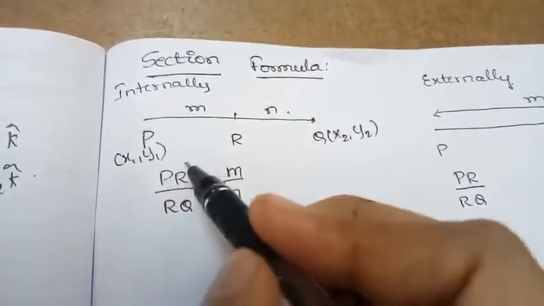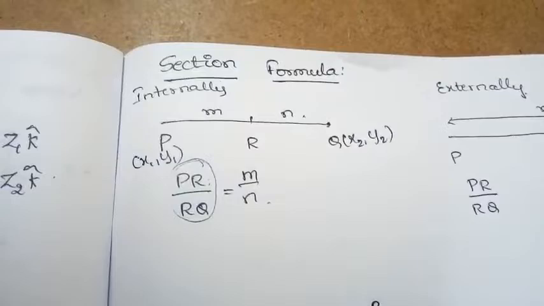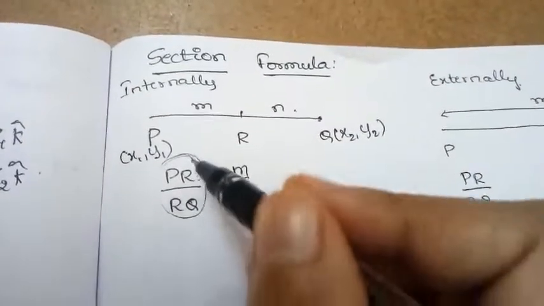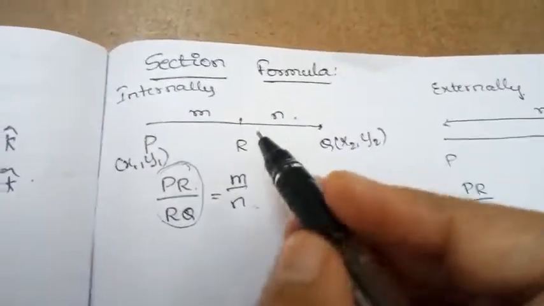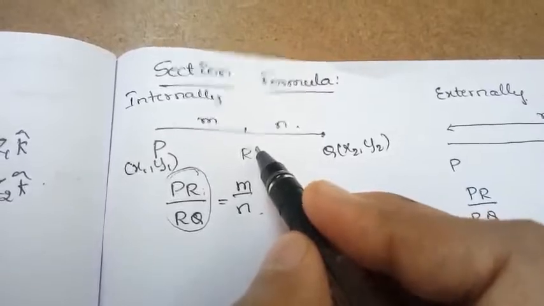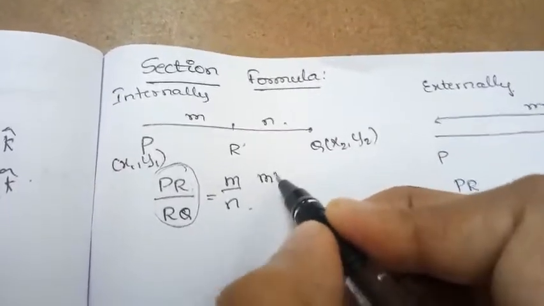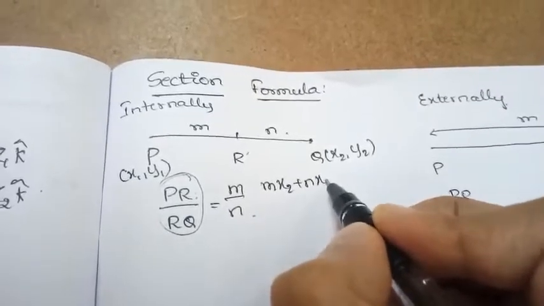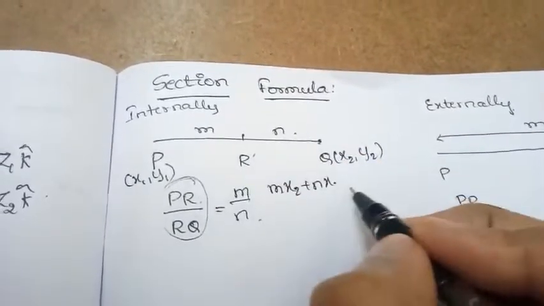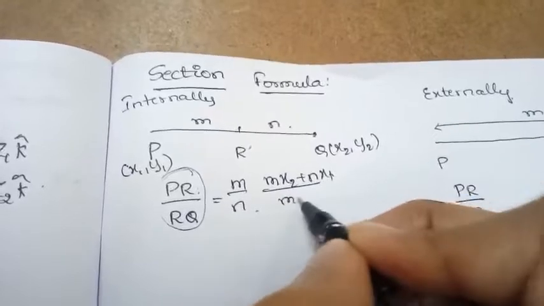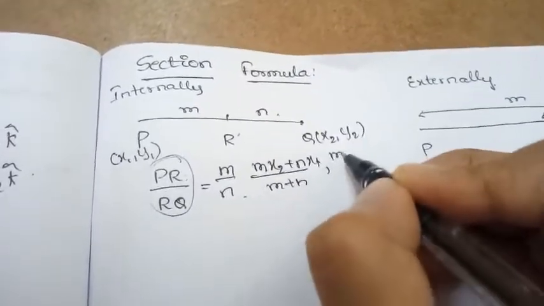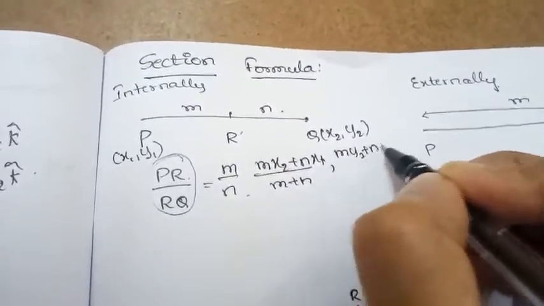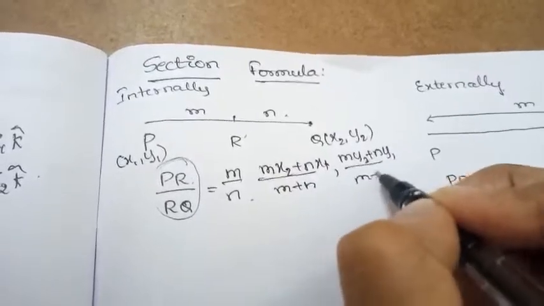So here we are going to find the ratio PR by RQ. If the ratio is m:n, then what are the coordinates of this point R? That is nothing but (mx2 plus nx1) divided by (m plus n) and (my2 plus ny1) divided by (m plus n).